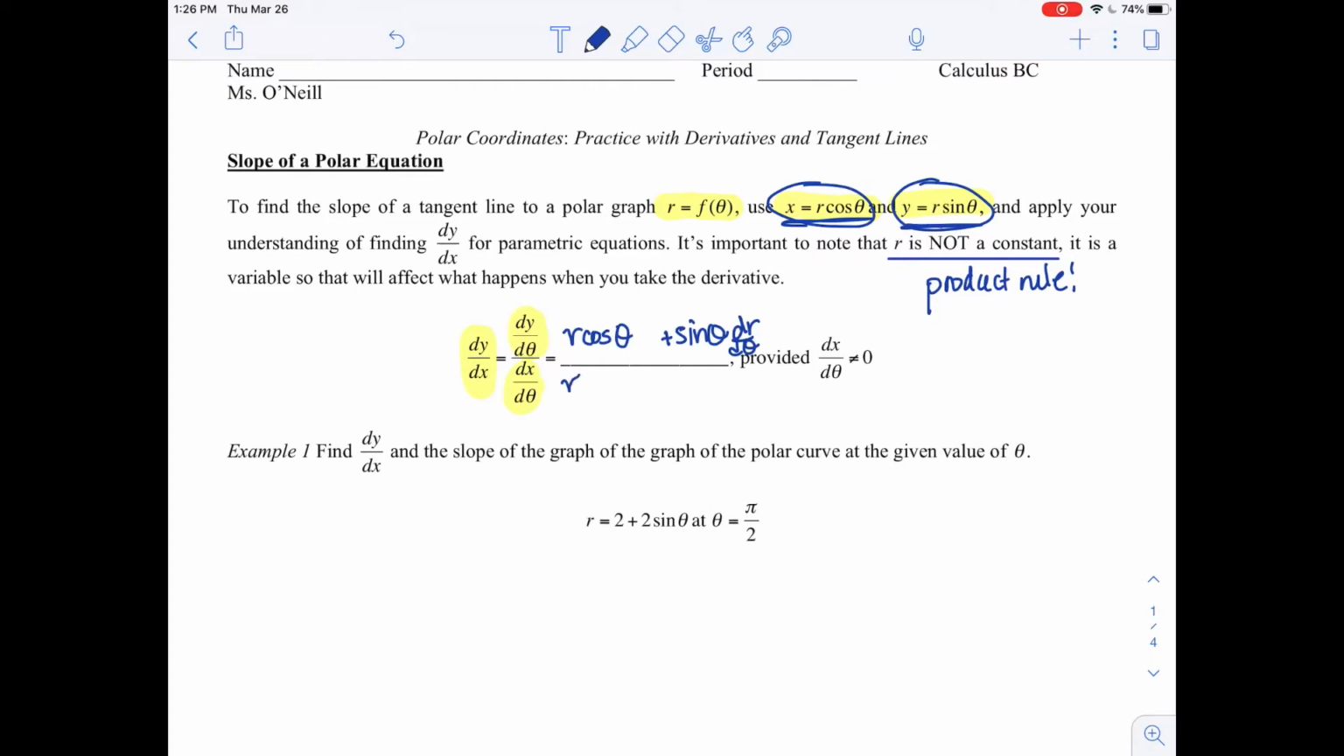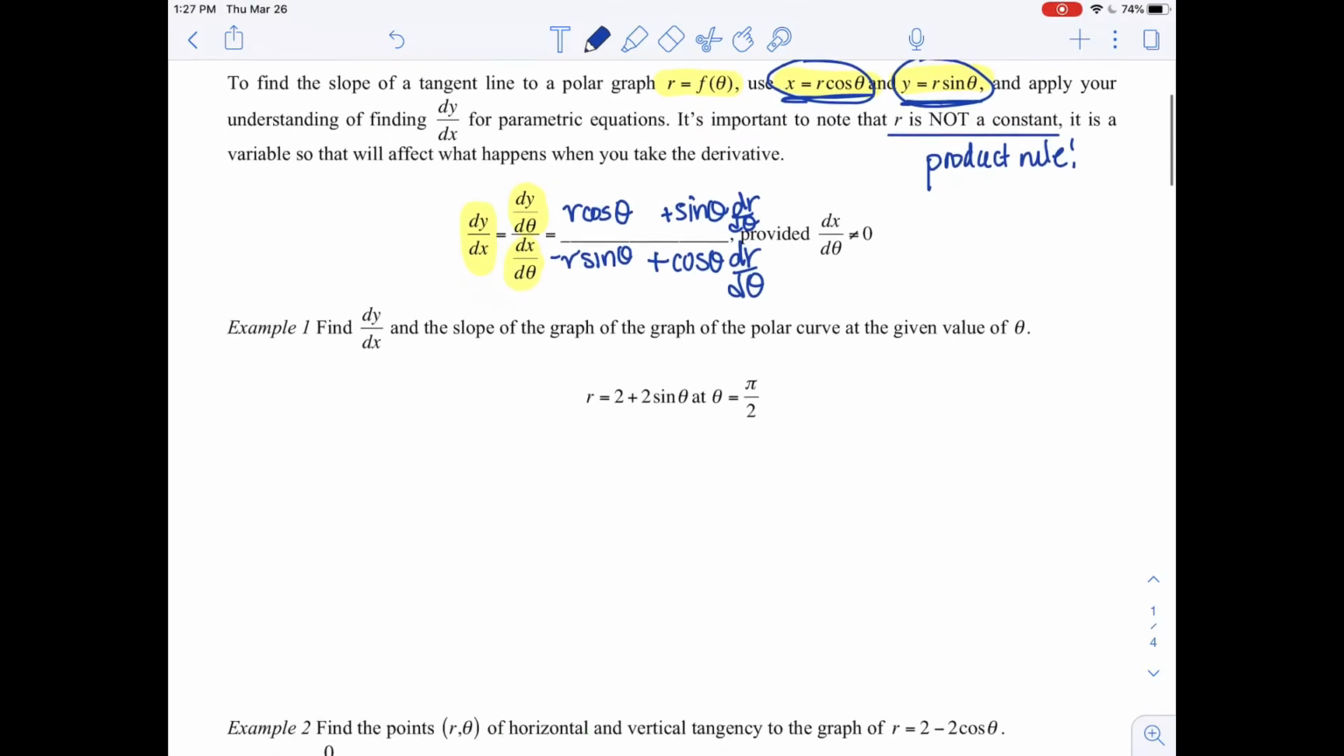So I'm going to do the derivative of x in the same kind of fashion. First would be r. Derivative of cosine is negative sine of theta, plus the second, which is cosine of theta, times the derivative of the first, dr over d theta. This is where we get our derivative expression for polar equations, if you will.